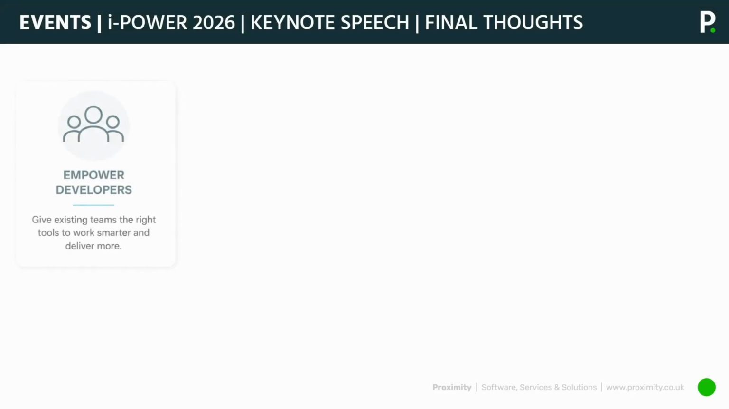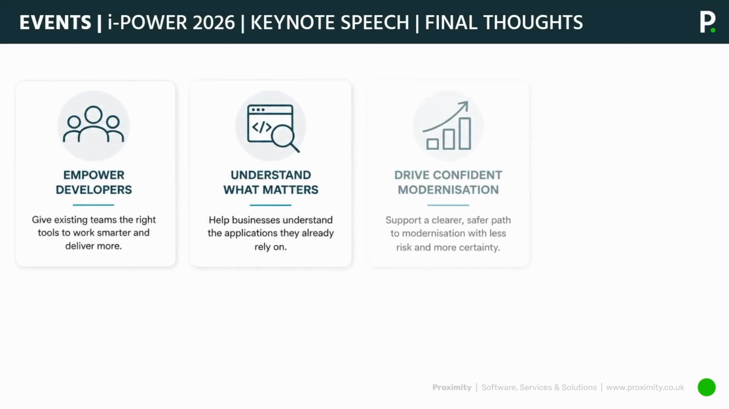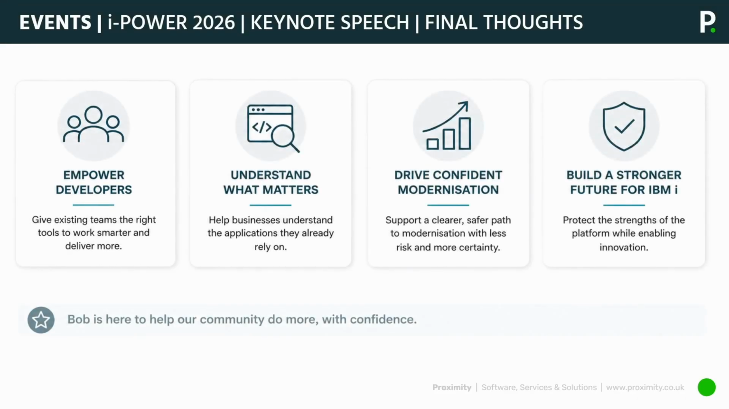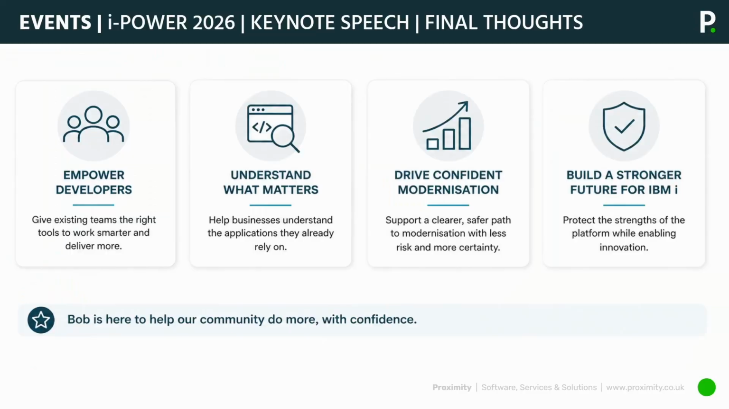But the wider message from the keynote was clear. IBM is positioning Bob as a way to preserve critical business logic, reduce risk in change cycles, scale senior knowledge across teams, help new developers ramp faster, and shift IBM i teams from maintenance towards modernization and innovation.